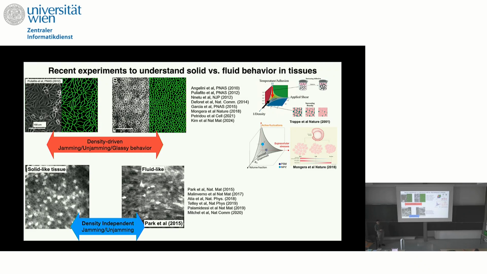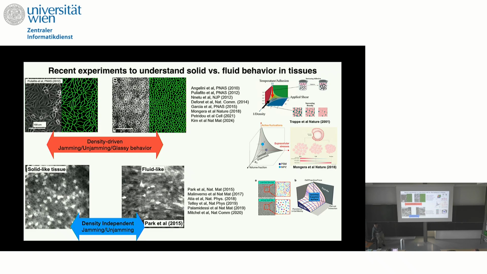And we also saw one example from Giorgio's systems where density is not necessarily changing in many systems, yet you can still undergo a transition from a solid to a liquid-like state, perhaps due to other factors like motility, like flock-like behavior.